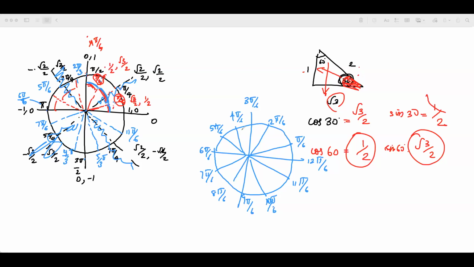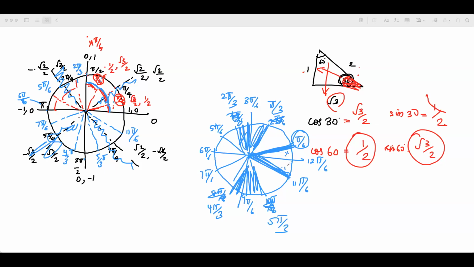Now, the problem is you have to understand that pi by 6 angles are always near the x-axis, so you don't have to simplify them at all. But the pi by 3 angles are near the y-axis, so this becomes pi by 3, this becomes 2 pi by 3, this becomes 4 pi by 3, this becomes 5 pi by 3. That's the only change because you need to simplify them. So pi by 3 angles are near the y-axis, and pi by 6 angles are near the x-axis.